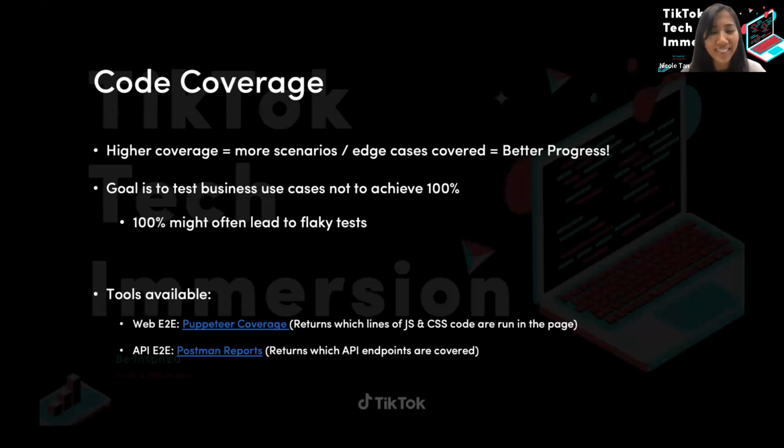For API, it's actually quite hard, but a simple metric that we can do is to check which API endpoints are covered or not. So Postman actually has it in their Postman reports. So yeah, it's definitely a challenge to do with E2E, but knowing which API endpoints are covered or not is already a good metric to have, to know how much progress we have in automation.